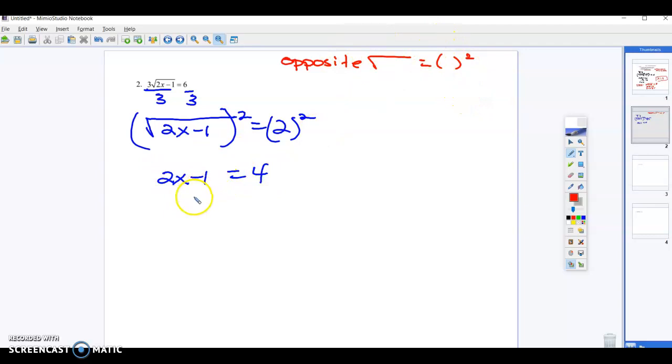Alright, so down here, when we solve, we're on step 3. We're going to add 1 to both sides. And that's going to give me 2x equals 5. Still want x by itself, so we're going to divide by 2 on both sides. And that's going to give me x equals 2.5, or you can just keep it as 5 halves.